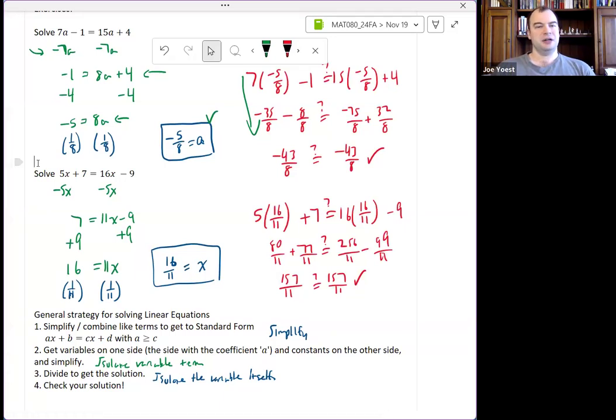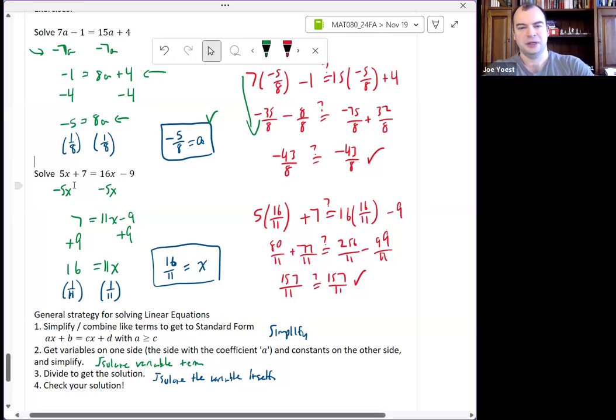Again, I see I have variables and constants on both sides. So I'll start by getting my variable terms together. And I'll choose to subtract 5x from both sides, again, because that gives me the positive coefficient. If you did it the other way, not a big deal. So 5x minus 5x is 0, plus 7 just gives me 7 on the left side. And on the right side, 16x minus 5x is 11x minus 9. The minus 9 just comes down.